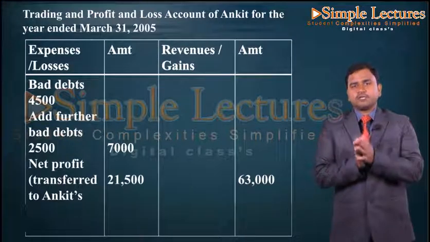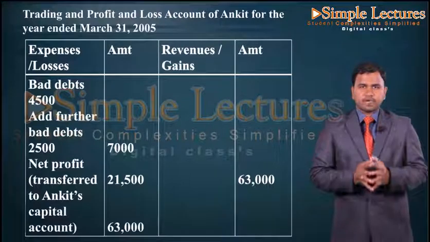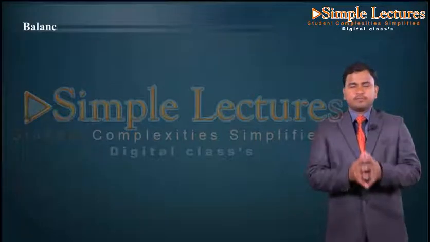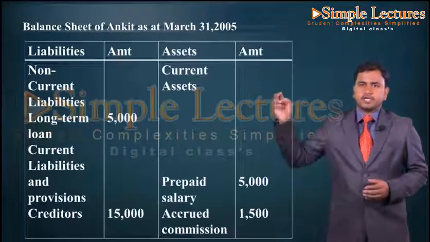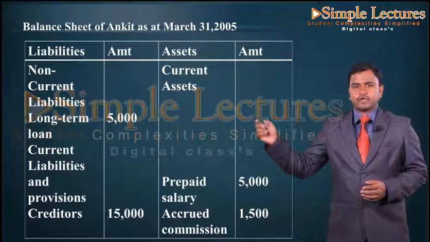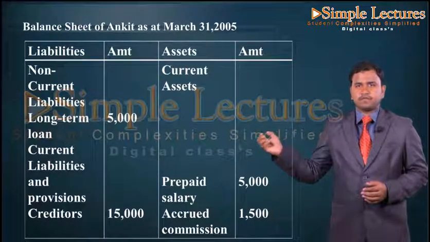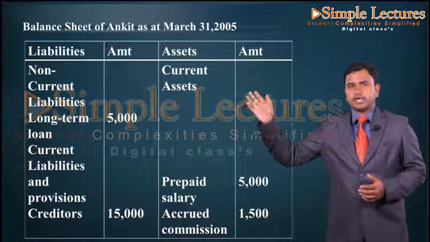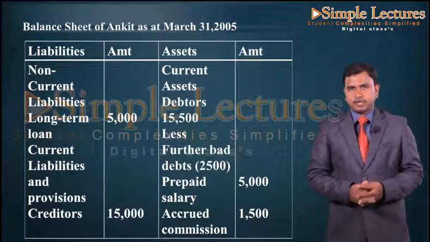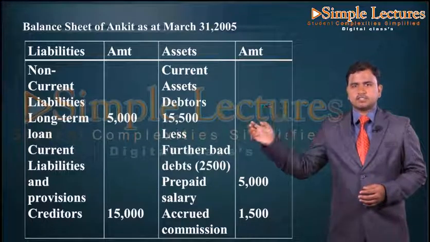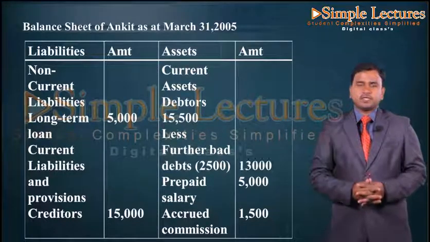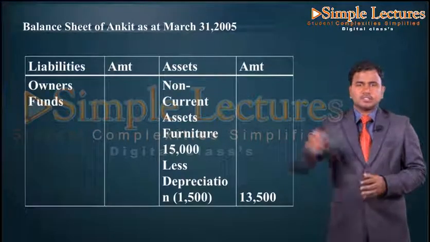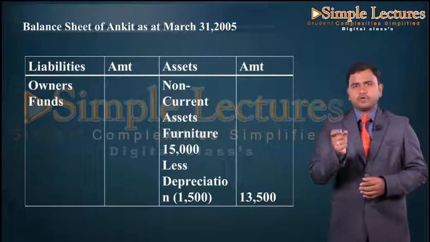The same will be added to the capital, and the 2,500 bad debts will be deducted from the debtors on the asset side. Now coming to the balance sheet, on the asset side debtors we had 15,500. From that we are going to reduce the further bad debts, which is 2,500. So debtors 15,500 less further bad debts 2,500, then the outer column will become 13,000. After deducting the bad debts from debtors, the same value will change the profit of the organization.